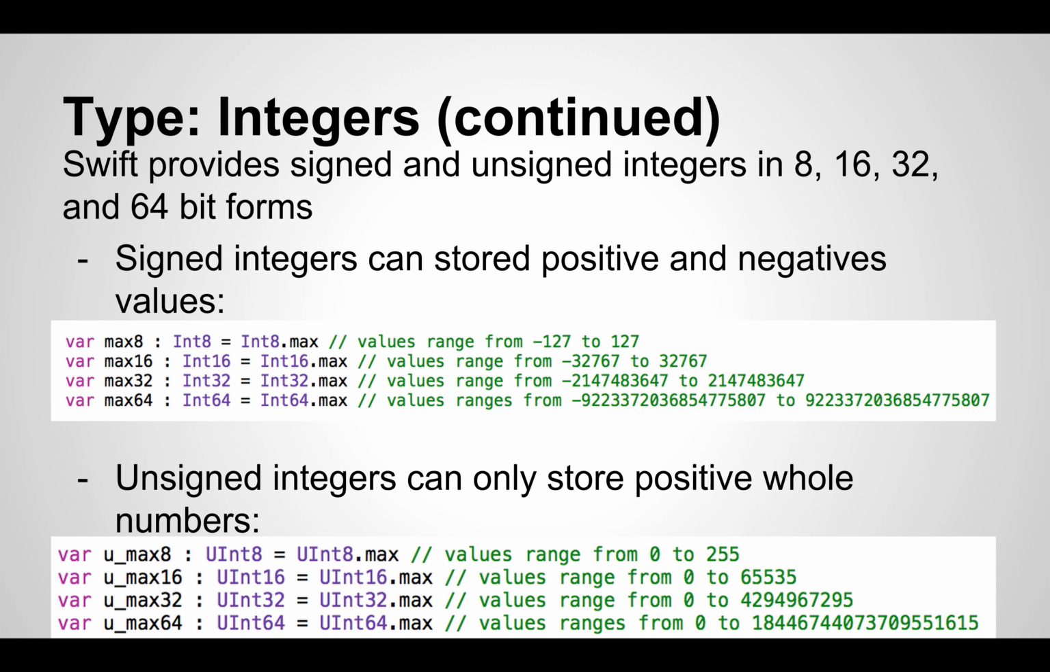The values go from negative 127 to 127. Why? Because if you think about it, 0 and 1 are two values, so you're in binary. Binary means you can only use two numbers, 0 or 1.